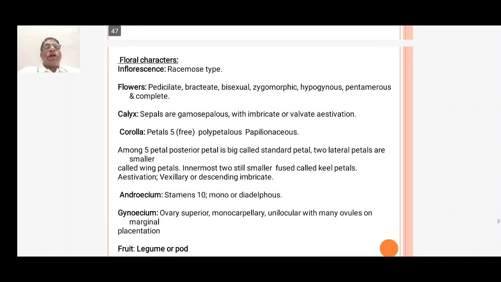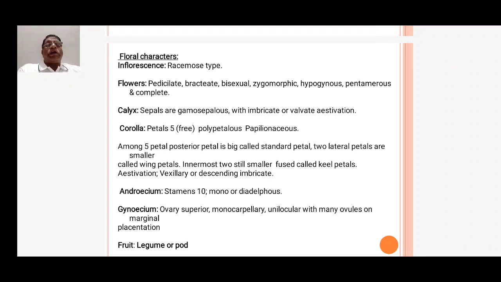That's all about the vegetative characters. Now we shall discuss the floral characters. Coming to the inflorescence, mostly it is racemose type. Racemose means older flowers at the base and younger flowers at the top.